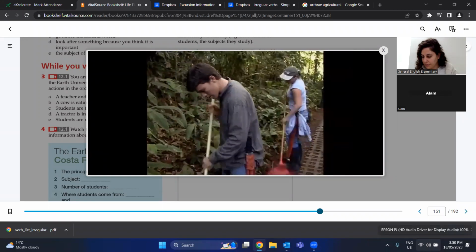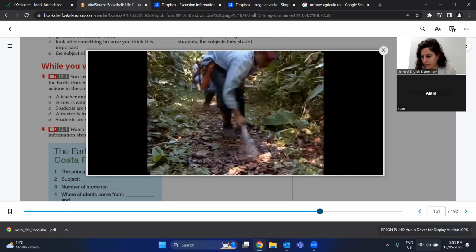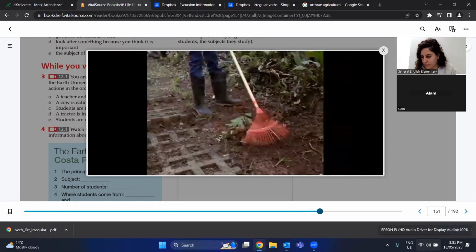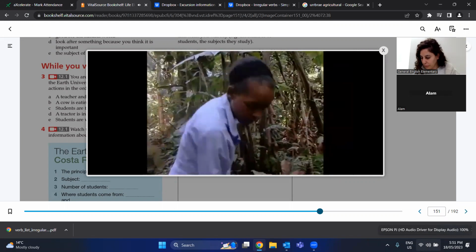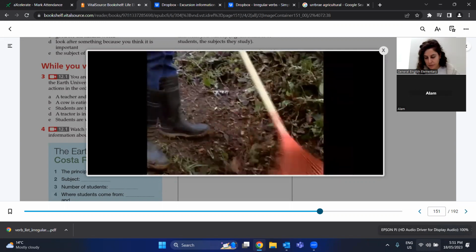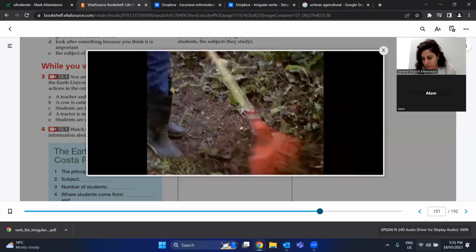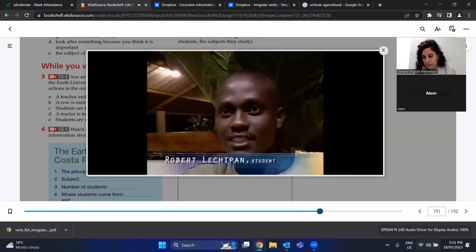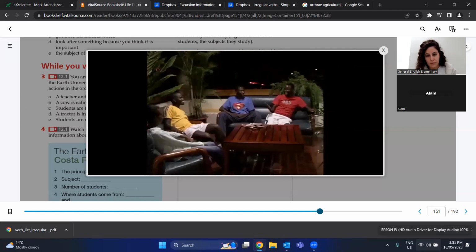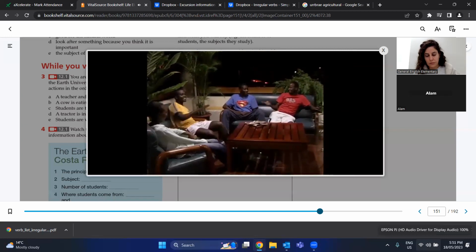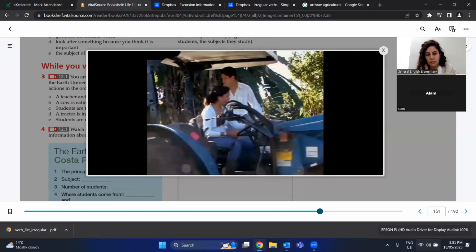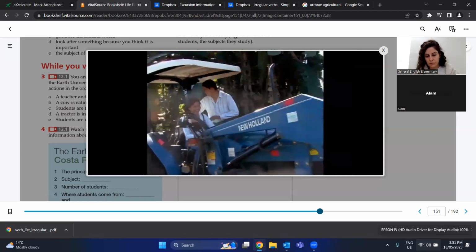The university has 400 students, and most are from Latin America. But some students also come from places further away. For example, Africa. Where we come from, the northern part of Kenya, is Marsabit. It's one of the poorest places we have in Kenya. Robert Lechipan says that Earth University teaches many useful skills, and he can use these skills in his country.